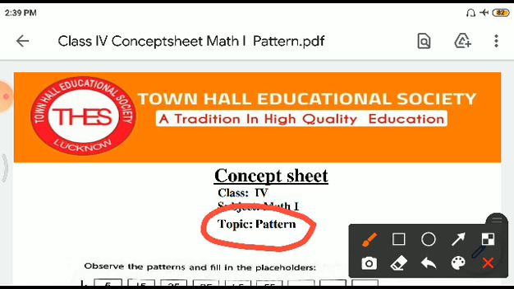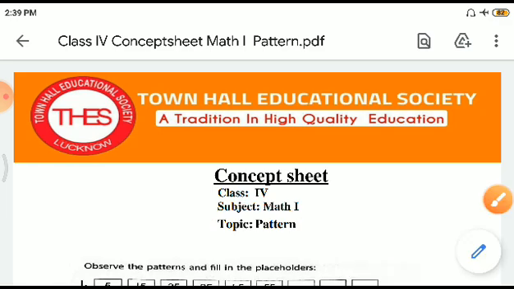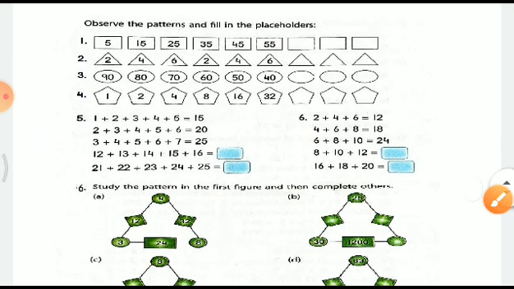In patterns, many kinds of patterns are observable: patterns of alphabets, patterns of numbers, and patterns of figures, right? You need to observe them very closely to identify which pattern is moving which way. So let us see the first one.